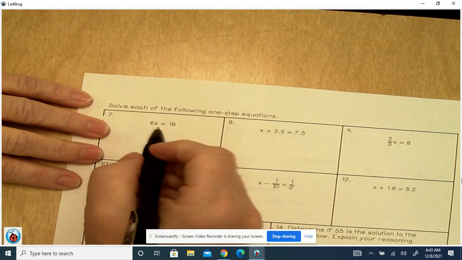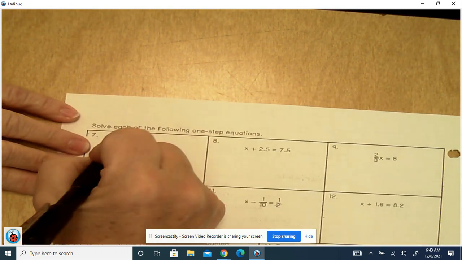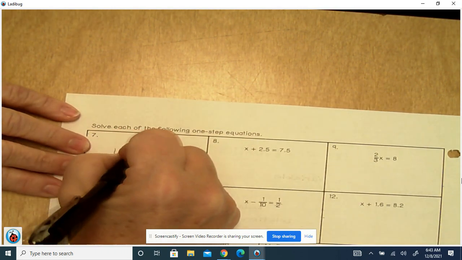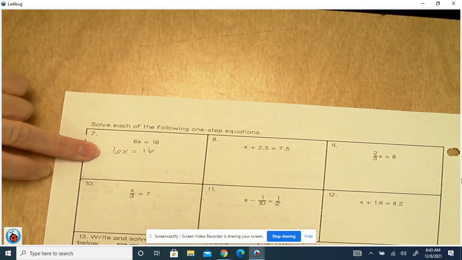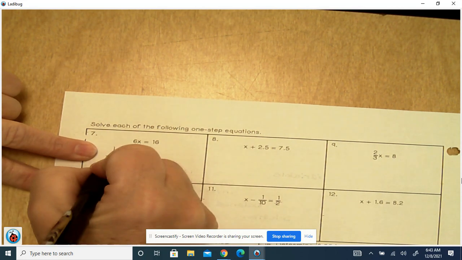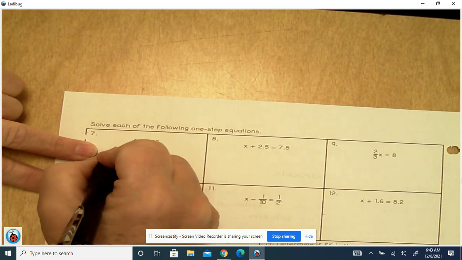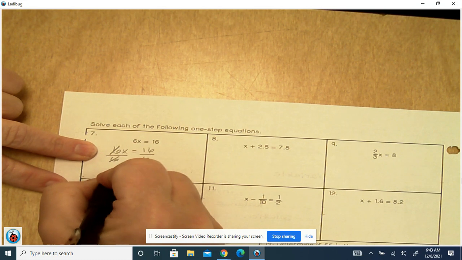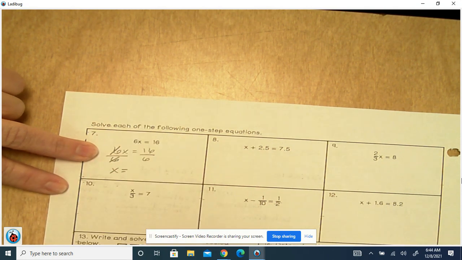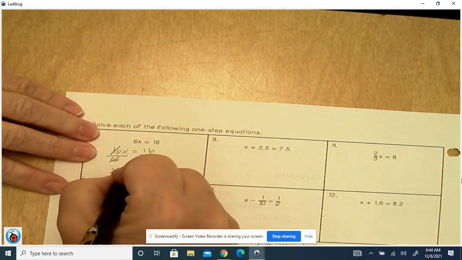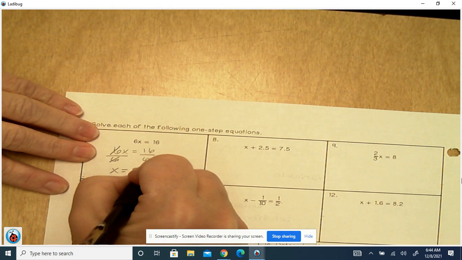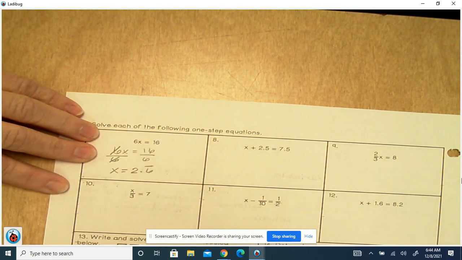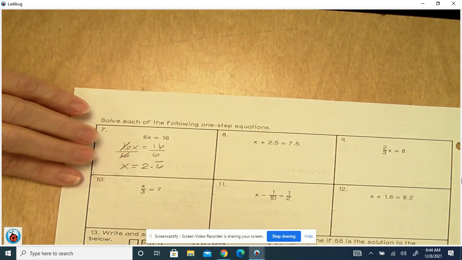So we've got 6x equals 16 for number 7. That's multiply, so we divide to get rid of that 6. 6 divided by 6 is 1, and we're left with x equals, and on the calculator, 16 divided by 6 is 2.6666 repeating. So it's 2.6 repeating.